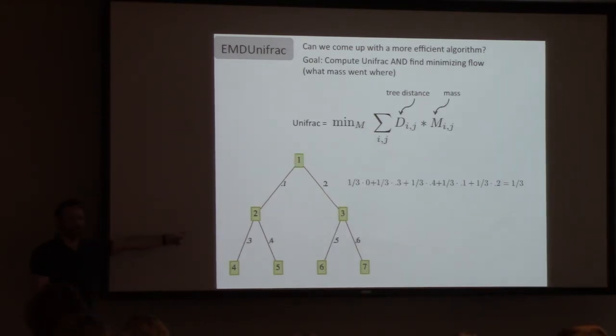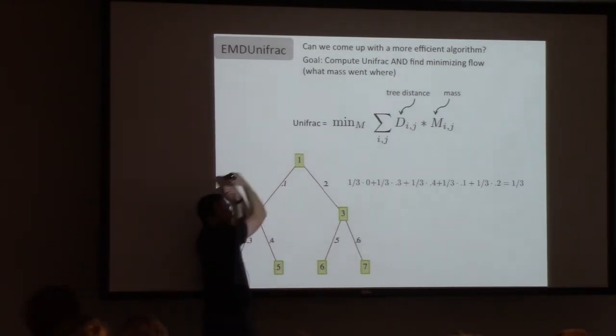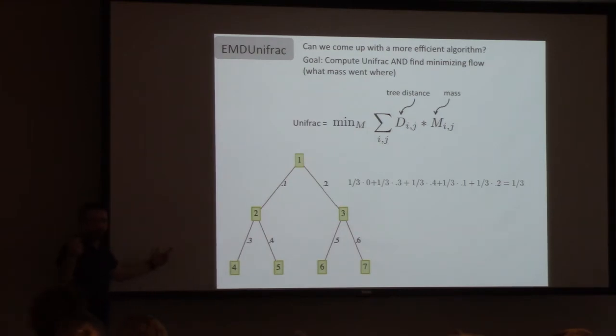Oh, hey, look at that. We get the same number. So you don't have to look for a most optimal flow. All you have to do is just push everything up, and you get your number. So boom, finished real quick. We got the UniFrac in linear time.